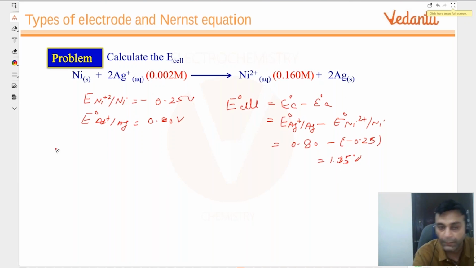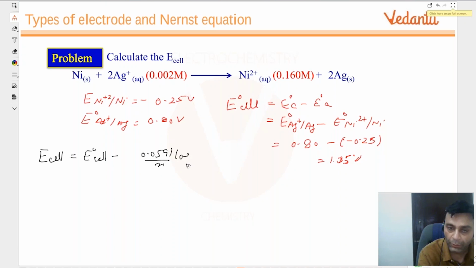Getting me? So now we'll be solving for the E cell. E cell is equal to E naught cell minus 0.0591 upon N logarithm of product upon reactant, right?